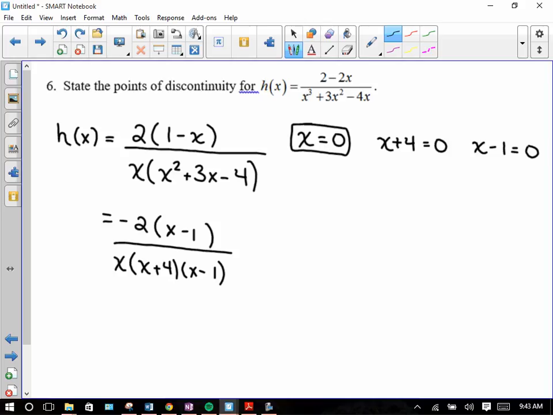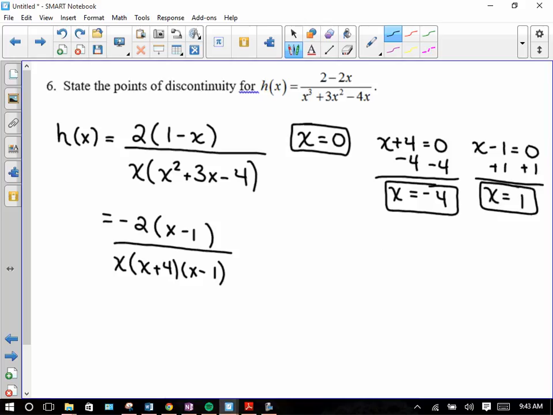This one, I need to subtract the 4 from both sides, and I get x is equal to negative 4. It's not continuous there. Over here, I have to add a 1 to both sides, and x equals 1. Not continuous. Now, we also want to be able to state what types of discontinuities there are.